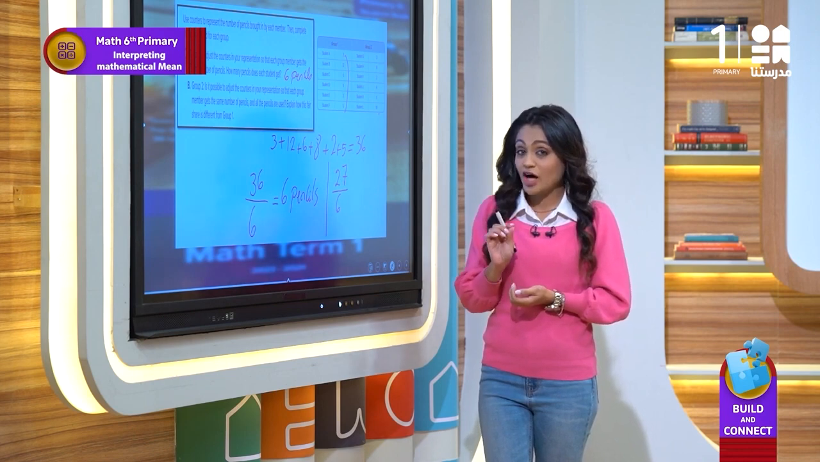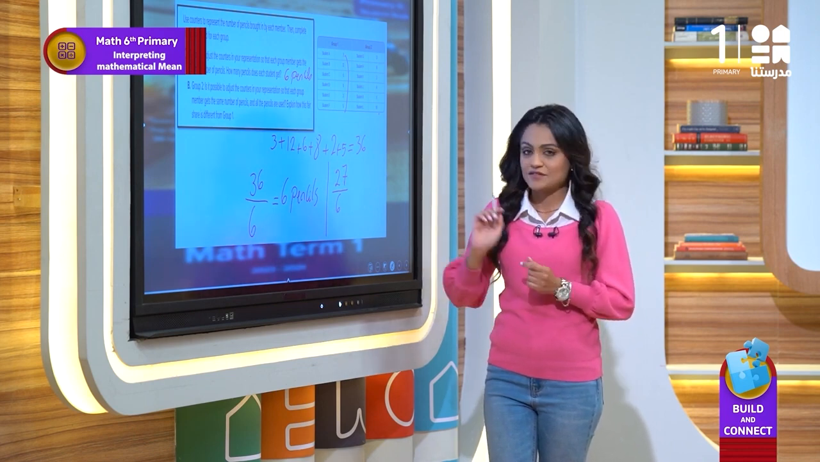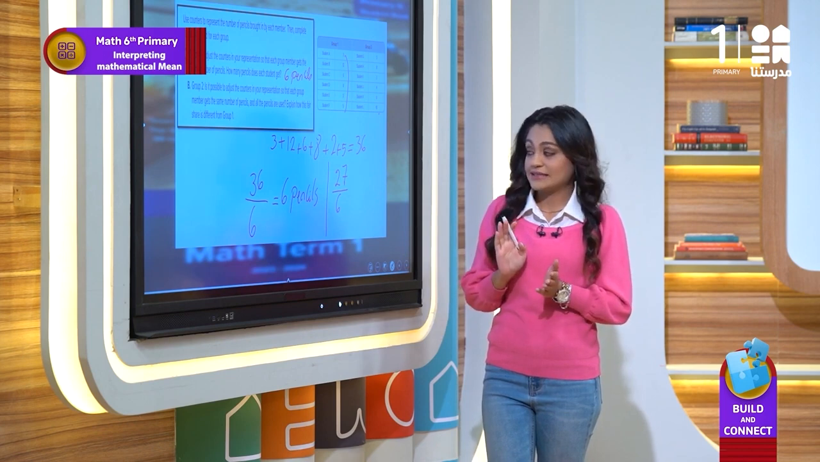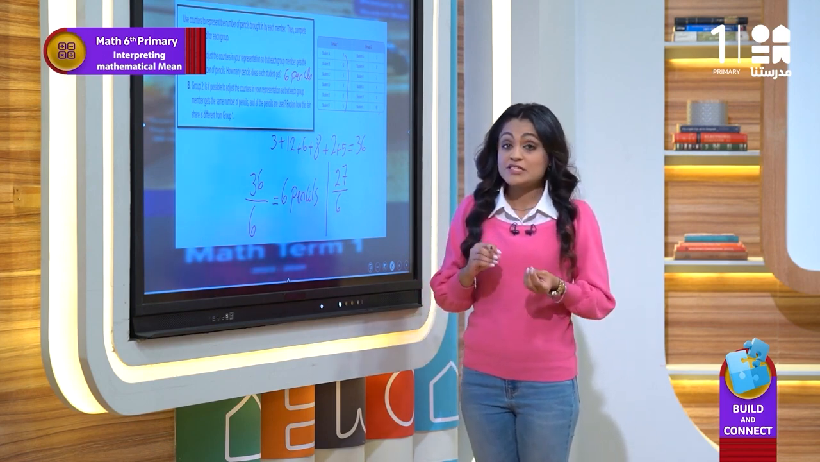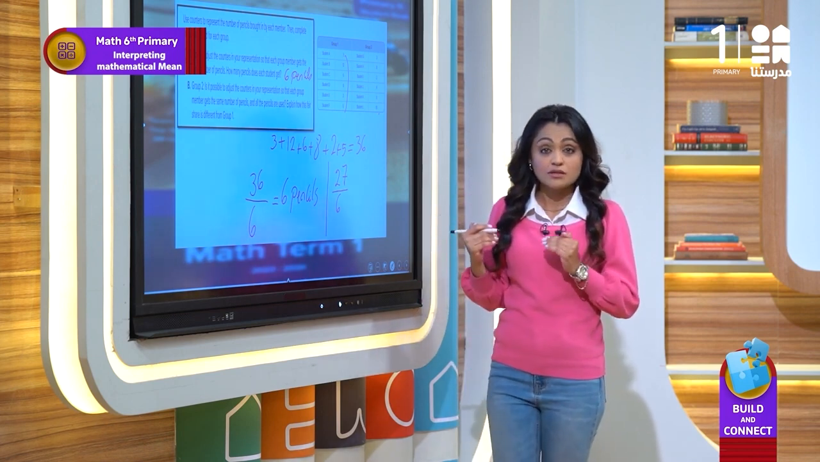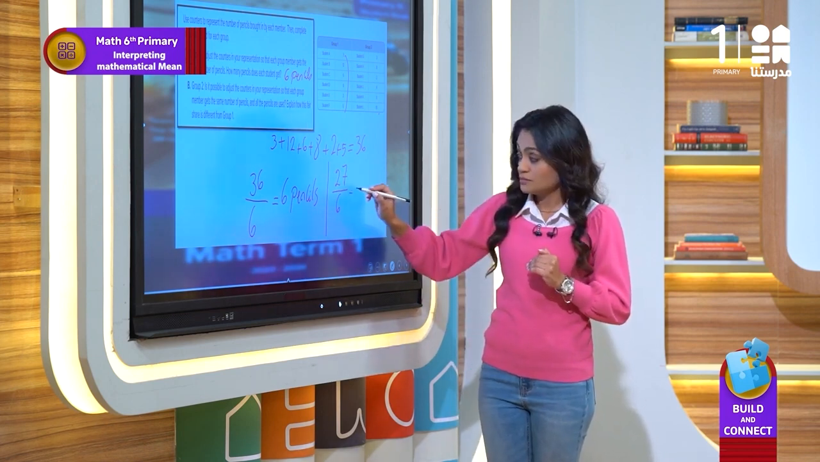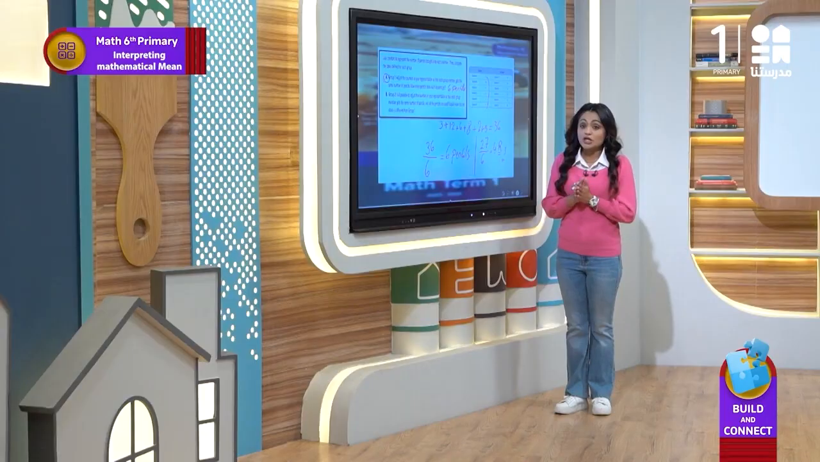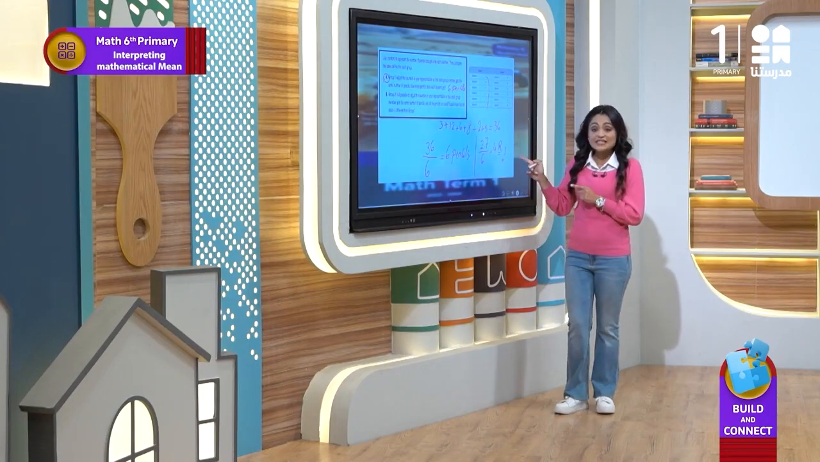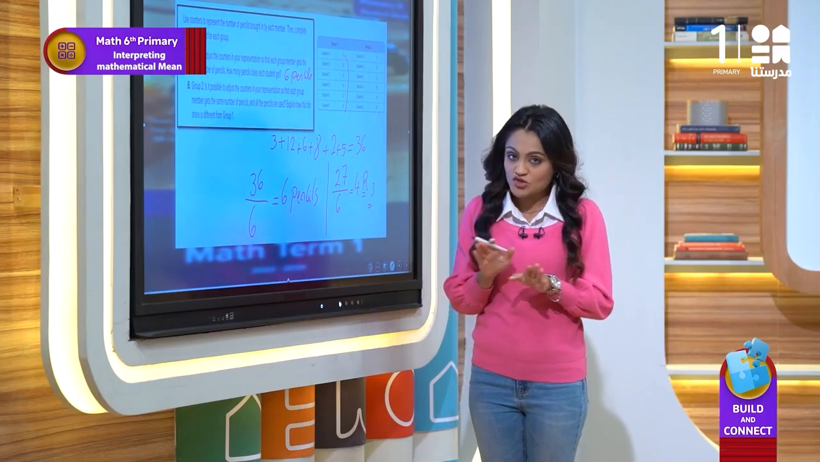The nearest multiple of 6 to 27 is exactly, it's 24. So we divide 24 by 6, gives me 4, and it gives me remainder. How many? It gives me remainder 3. So each student in group 2 will take 4 pencils and there will be 3 left. That will not be distributed.